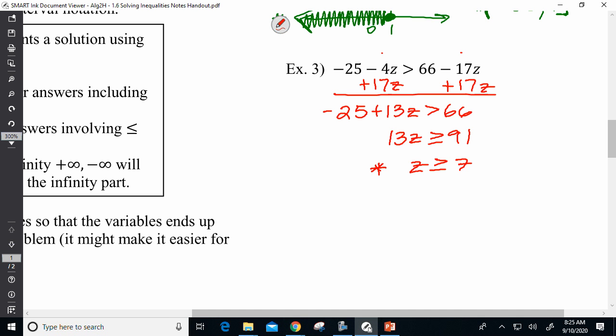So there's our algebraic representation. So we've got algebra. Now we do our graph. 0, 7, greater than or equal to is a closed circle. And since it's greater than or equal to, we will shade to the right.